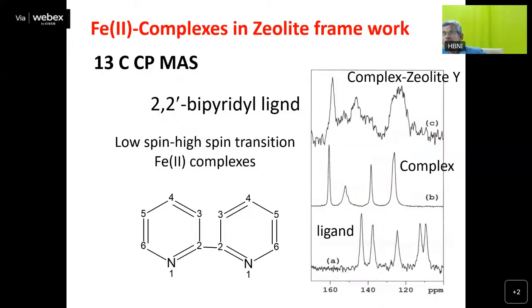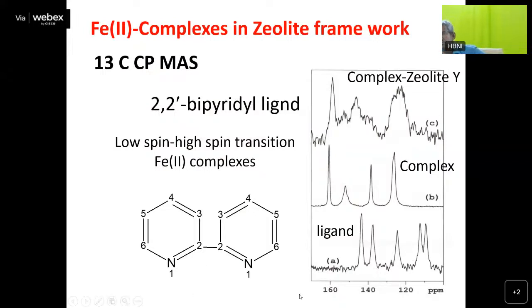Keeping that in mind, people have carried out this experiment, and what happens to this pyridine ligand if you put the complex inside the pores of CL8 is given by the C13 CP MAS NMR of the bipyridine complex. The NMR of the ligand, which is nothing but bipyridine, is here. You have 1, 2, 3, 4, 5. Five peaks are seen.